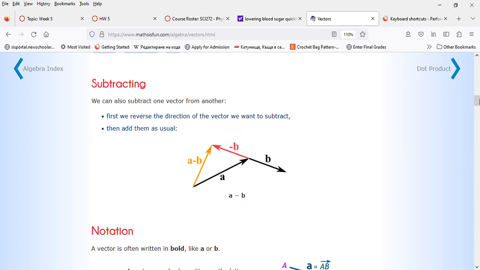Now, subtracting should be looked at like addition, but with a negative vector. A negative vector means the direction is opposite. That's what negative indicates. So right here you have vector b and vector negative b. As you see, it's the same general direction, but opposite. You're going in the other direction. Look where the arrow points.